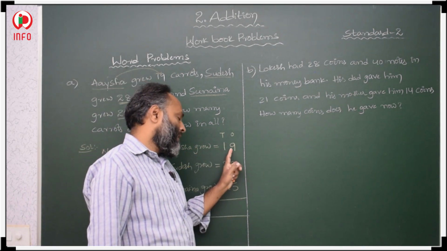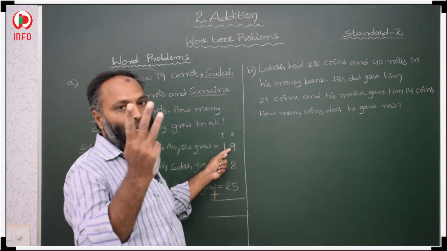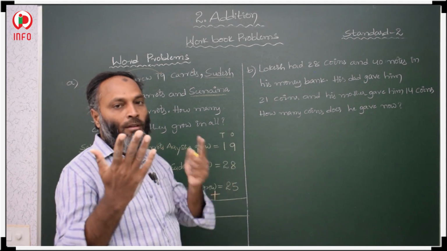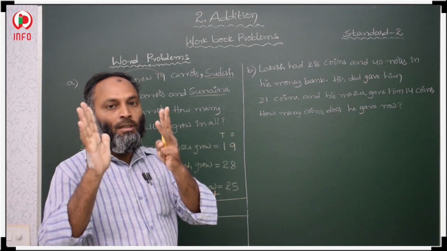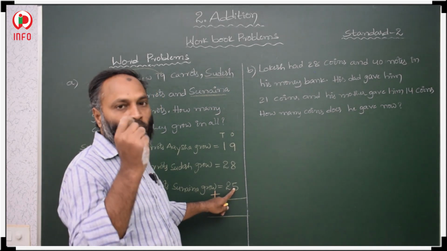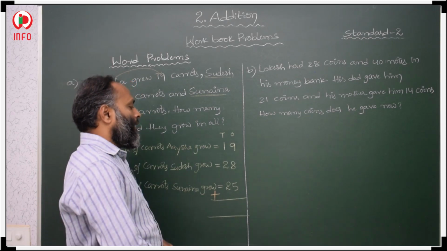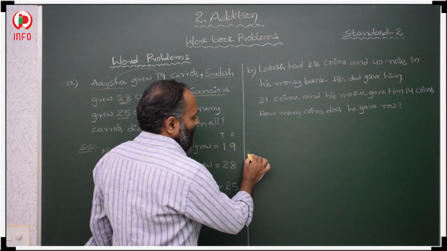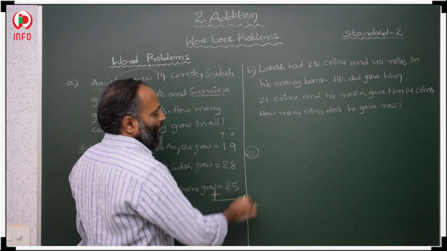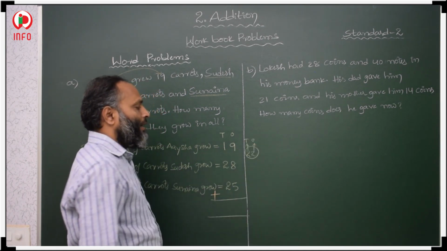Ones place 9. After 9, 8 is 9, 10, 11, 12, 13, 14, 15, 16, 17. 9 plus 8, 17. 17 plus 5, 18, 19, 20, 21, 22. 22. So this is 22. In this 22, this is the ones and this is the tens place value.